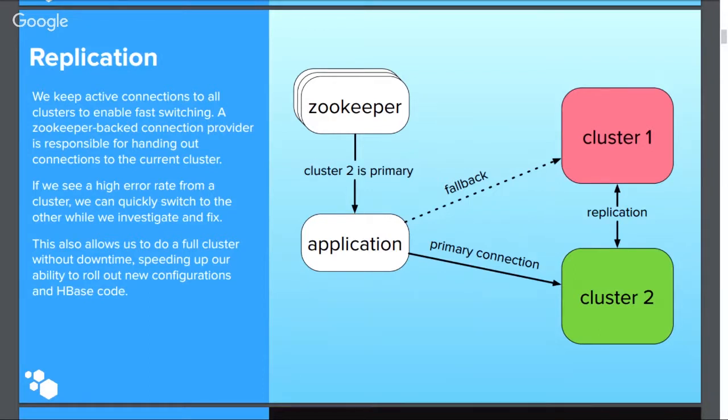We have a custom connection manager that we've built that reads configuration from Zookeeper about all the active clusters. It establishes connections to every cluster so that the switching process is just a matter of changing the current connection that the application uses, rather than having to go through that establishment process. This also allows us to do a lot of important operations. We can do things like full cluster restarts without having to do very carefully managed rolling restarts. We can test out new configurations really easily. We can test out new hardware. So it's been really valuable to us.